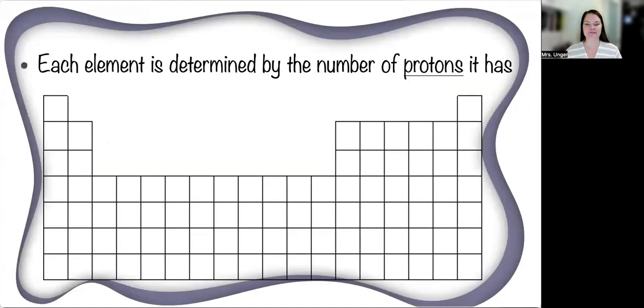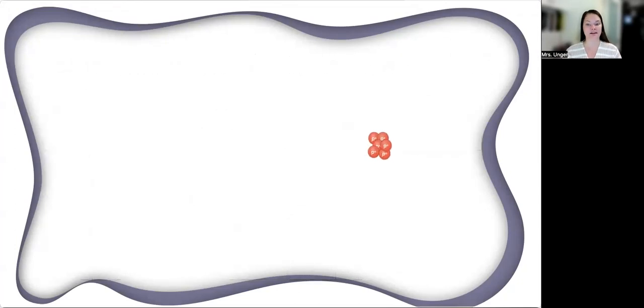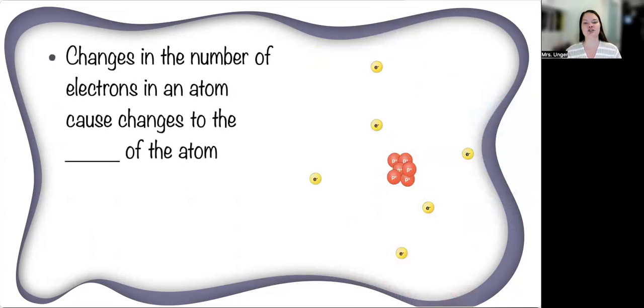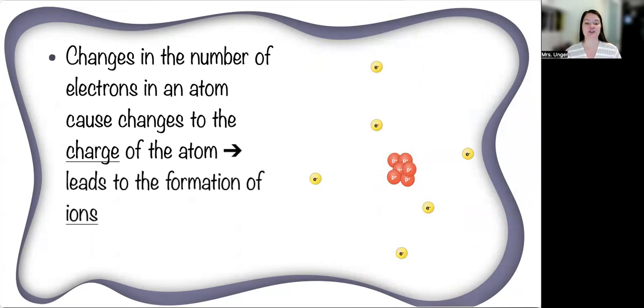So when we're looking at different types of elements, we care the most about the type of protons it has, or how many it has. So as we build up the periodic table, you'll see 1, 2, 3, 4, etc. protons, and that is what defines each element. Now around those protons are going to be the electrons. And what do electrons determine? Well, they determine the charge of an atom. So if you change the number of electrons that you have, you change the charge of that atom. And so that is going to be what leads to the formation of ions.